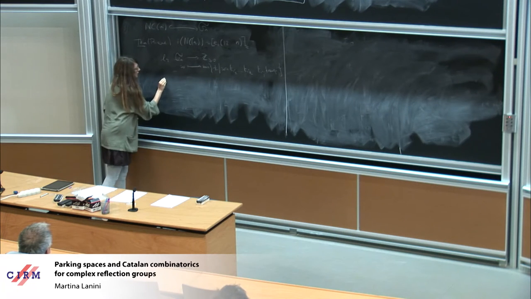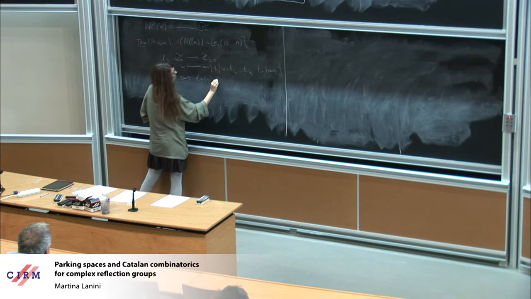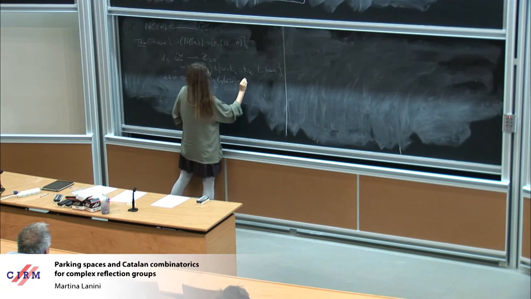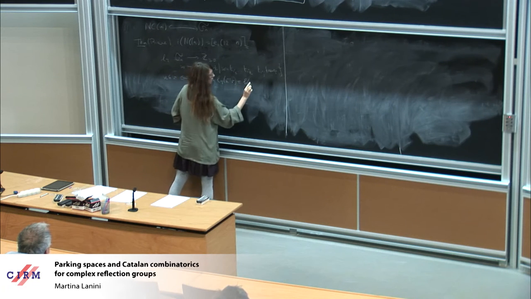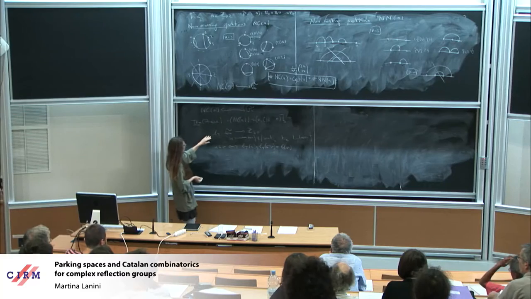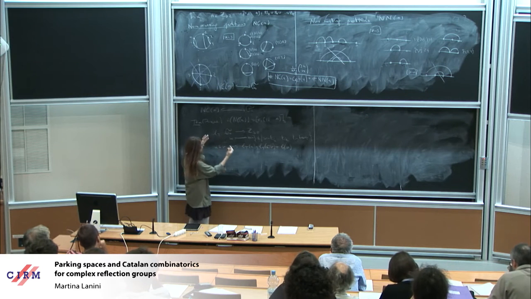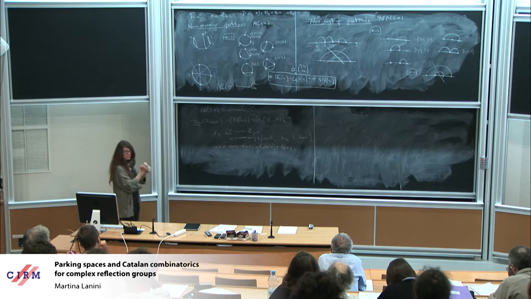And then you just say that y is less than or equal to v if and only if the absolute length of y plus the absolute length of y inverse v equals the absolute length of v. So somehow it looks a little bit like the Bruhat order, but instead of having the Coxeter generators, we are looking at the whole set of reflections or transpositions.